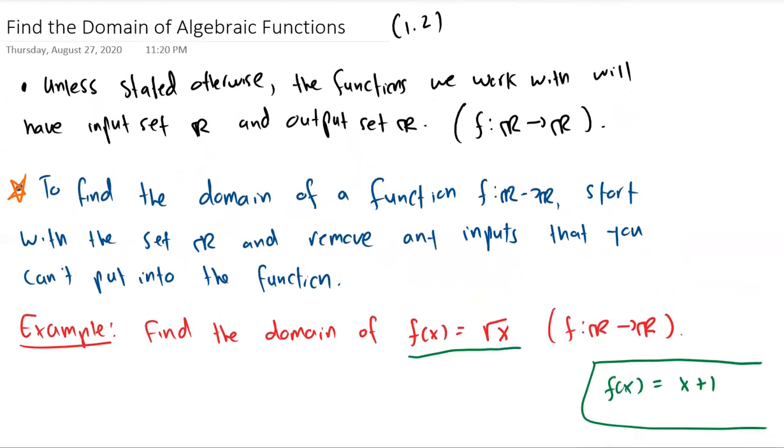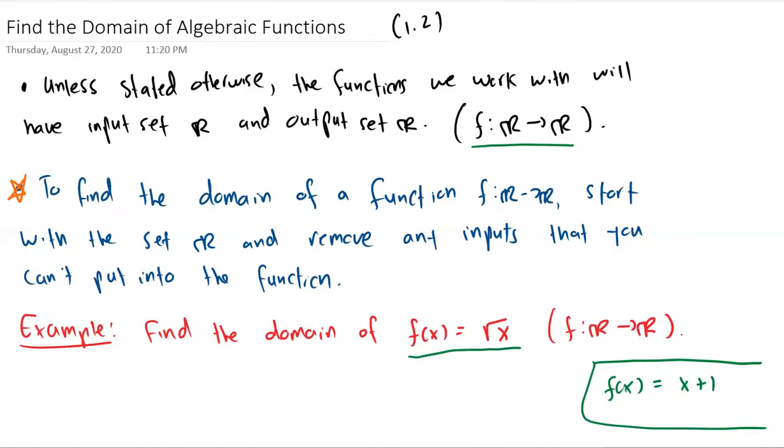Okay. So let me say a couple of things first, and this is the first bullet in this slide. Unless I state otherwise, right, so unless I tell you explicitly differently, always assume that the functions we're working with have as input set the set of real numbers and as output set the set of real numbers. Okay? So using the notation we've been using in previous videos, you would write that like this. F maps the set of the real numbers into the set of real numbers.